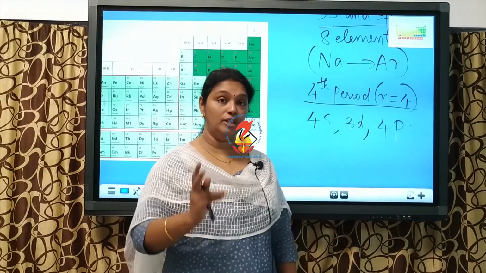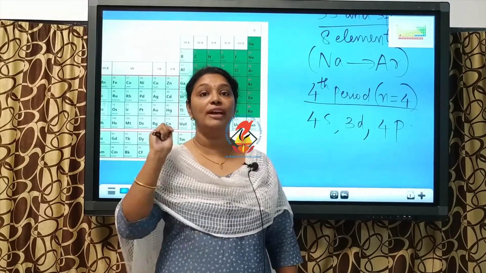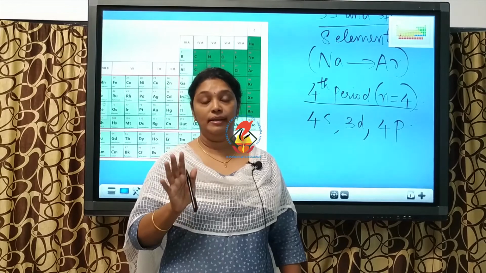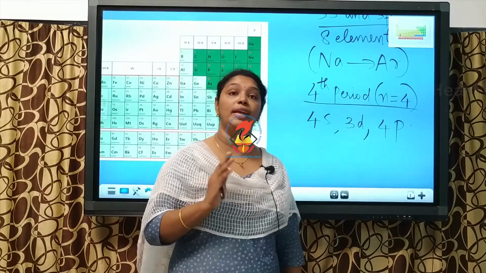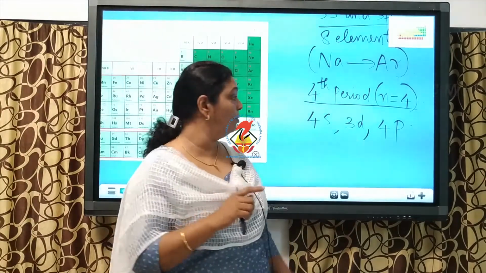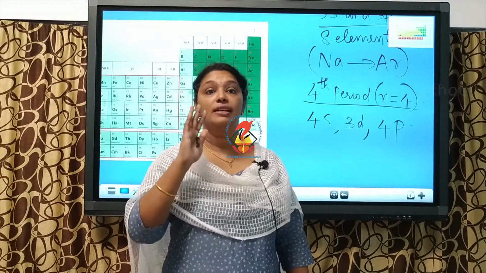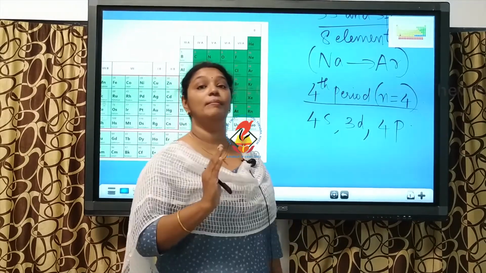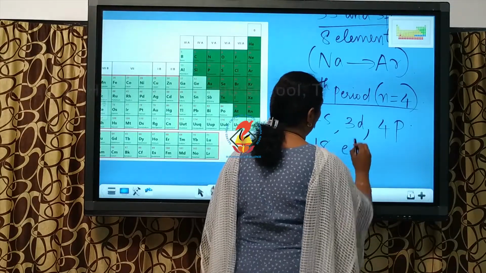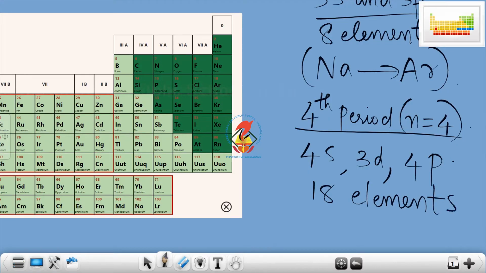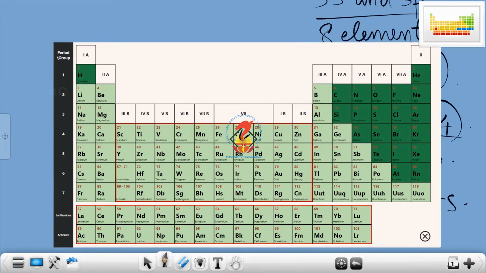Now s can accommodate 2 electrons, 3d can accommodate 10 electrons because we have 5 d orbitals. So 5 into 2, 10 electrons, and 4p can accommodate total 6 electrons. So 10 plus 6 plus 2, we get 18 electrons, which means there are 18 elements in period number 4. So how many elements in period number 4? 18 elements. Now look at the periodic table.